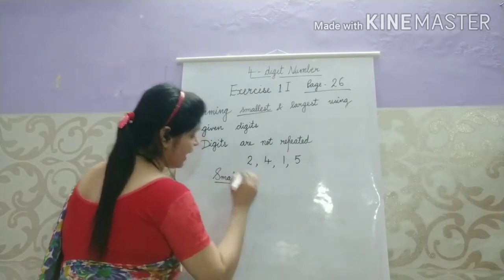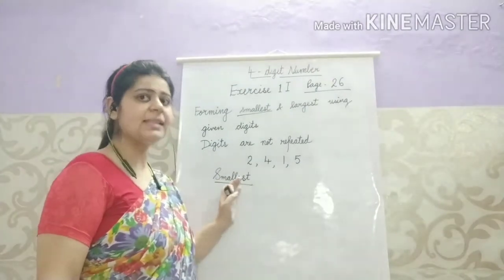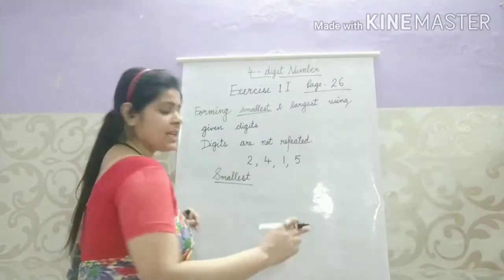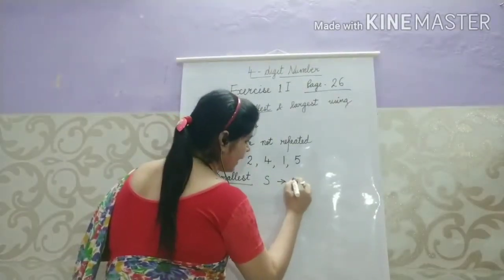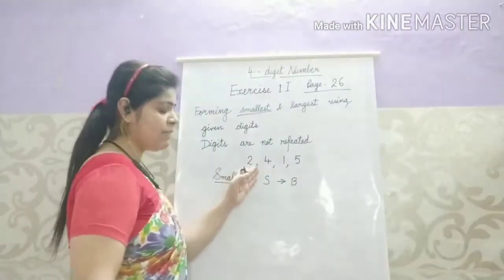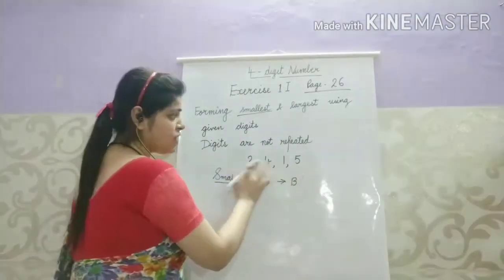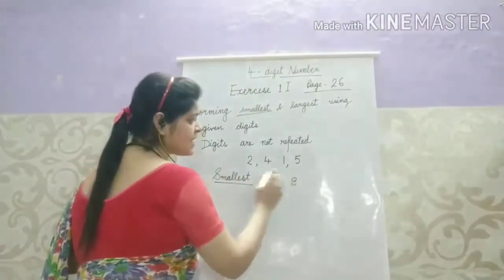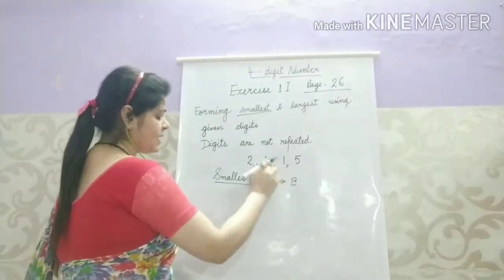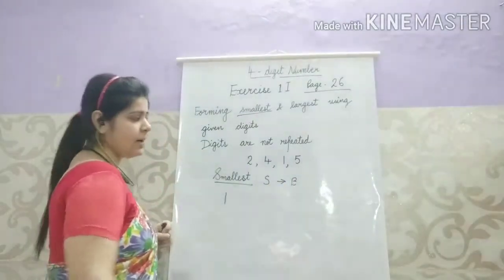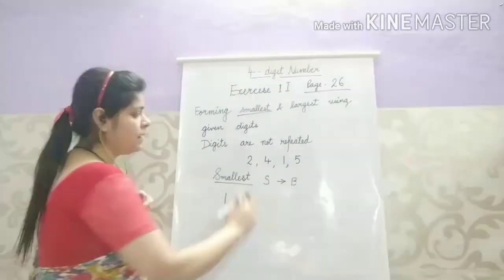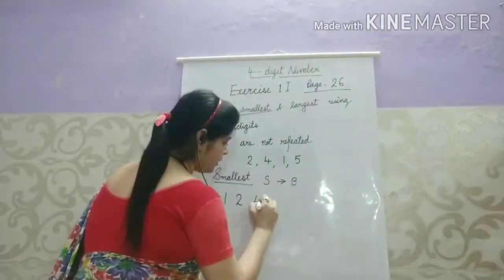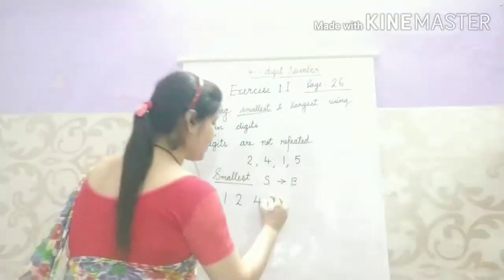Smallest. The smallest is known as ascending order. In ascending order, I have told you that it always goes from small to big. So, we will see now how we can arrange these four numbers from small to big. See, which number is the smallest in all these four numbers? You can see that is 1. After that, which one is the smallest number? That is 2. After that, 4. And the biggest one is 5.